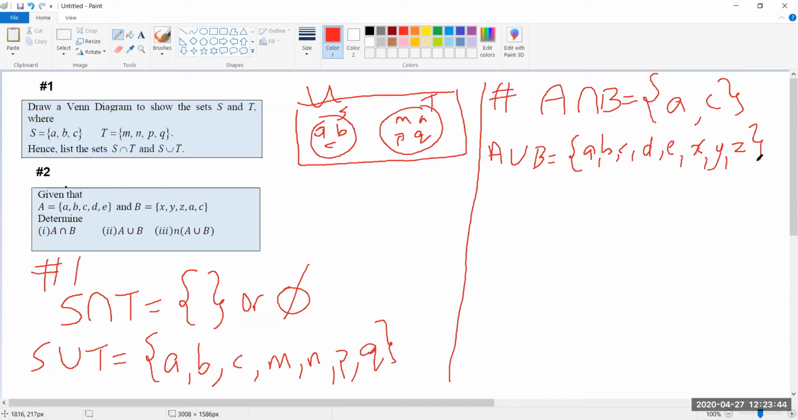And next, they ask us to write the number of elements in A union B, and this one we don't have to draw any Venn diagram. So let's count the number of elements in A union B. That's this here. 1, 2, 3, 4, 5, 6, 7, 8. There are 8 elements because A, B, C, D, E, X, Y, Z. If you count it, you will get 8. So how many have you got 8 for this one?